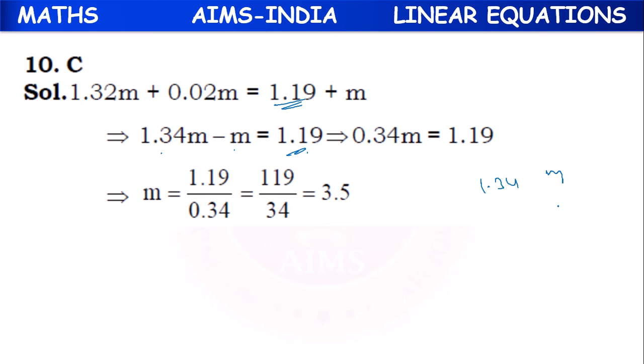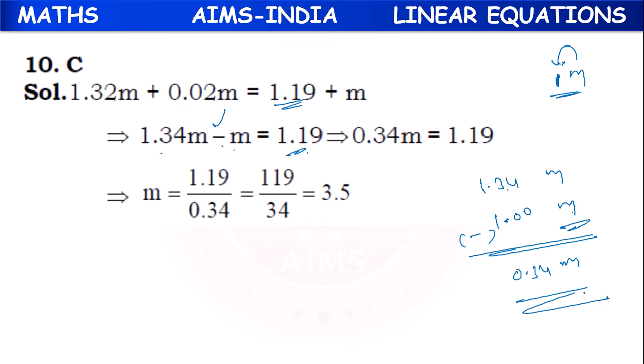1.34 m minus m. Minus m means we can take it as 1.00 m. Means m before there is no coefficient, means we have to assume that there is 1. 1m can be considered as m. So now, because we have minus symbol here, let's subtract: 1.34 minus 1.00 equals 0.34 m. Right hand side we have 1.19.